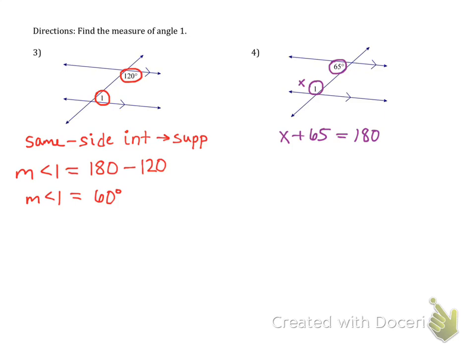Then I'm going to solve for x by subtracting 65 on both sides. And we get x is equal to 115. So therefore that means the measure of angle 1 is equal to 115 degrees. So those are two different ways that you can solve that problem. You can pick whichever way feels more comfortable for you.